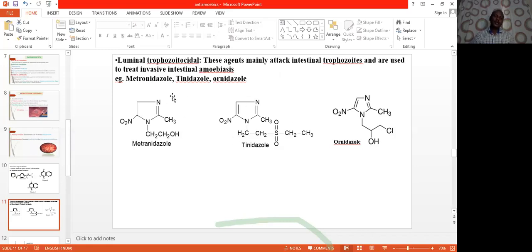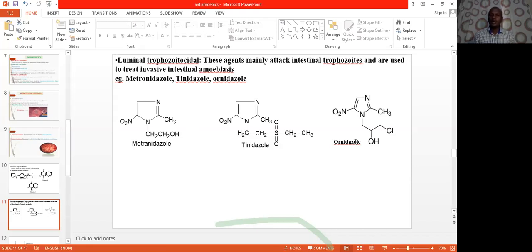These drugs are active against the intestinal forms. We know that intestinal forms can be cyst forms or trophozoites. Here these drugs are only active against the trophozoites, not the cyst forms. That means they are active against the invasive forms, not against the infective forms of Entamoeba. Examples: metronidazole, tinidazole and ornidazole.